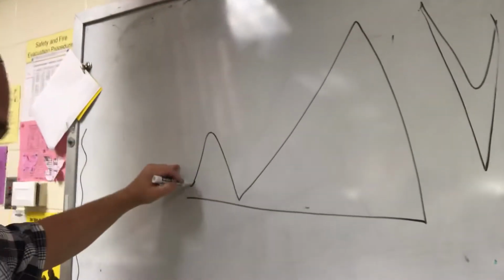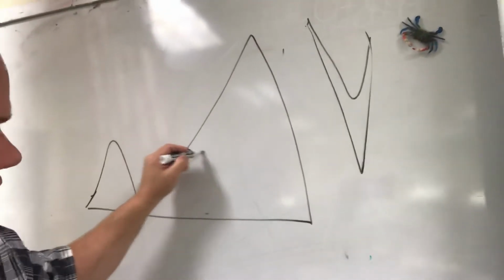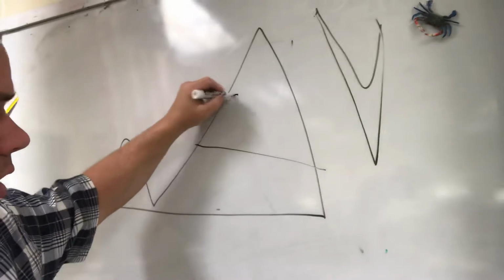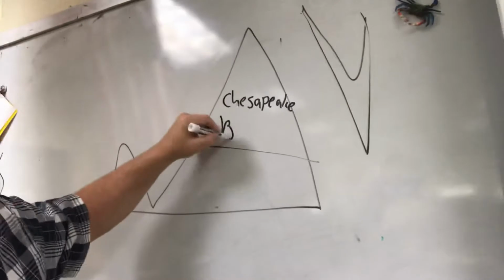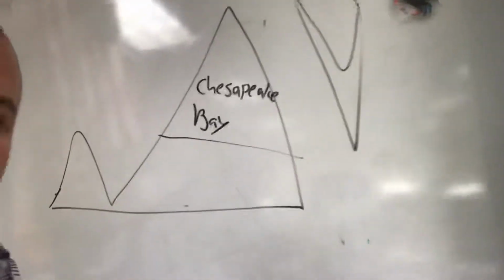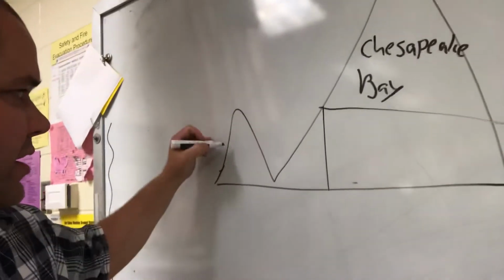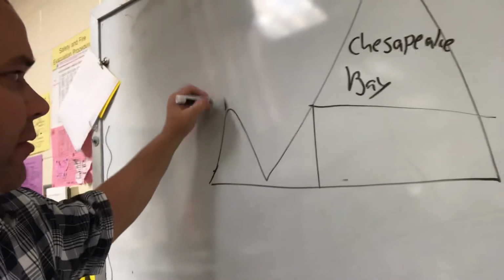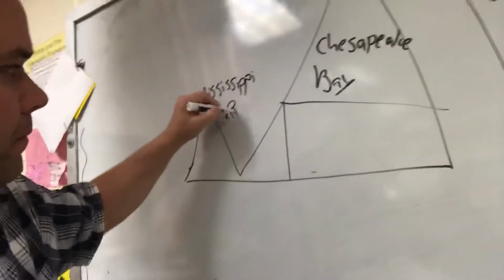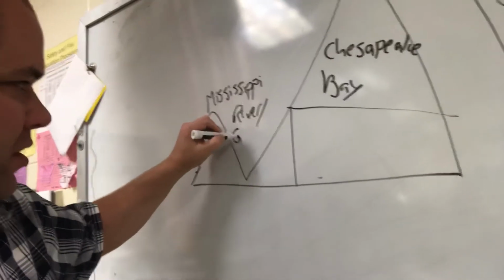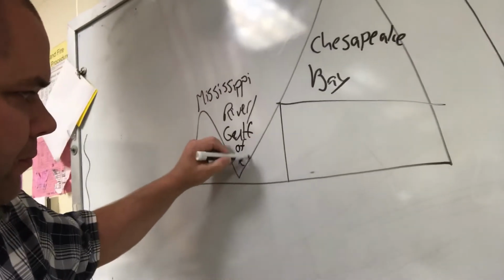So, anyways, the 3 major watersheds in Virginia. The major one, the biggest one in Virginia, is the Chesapeake Bay Watershed, which is all of this area right here. Chesapeake Bay, not B-A-Y, not B-A-E, okay, Chesapeake Bay Watershed. The western, southwestern portion of Virginia is part of the Mississippi River / Gulf of Mexico watershed.